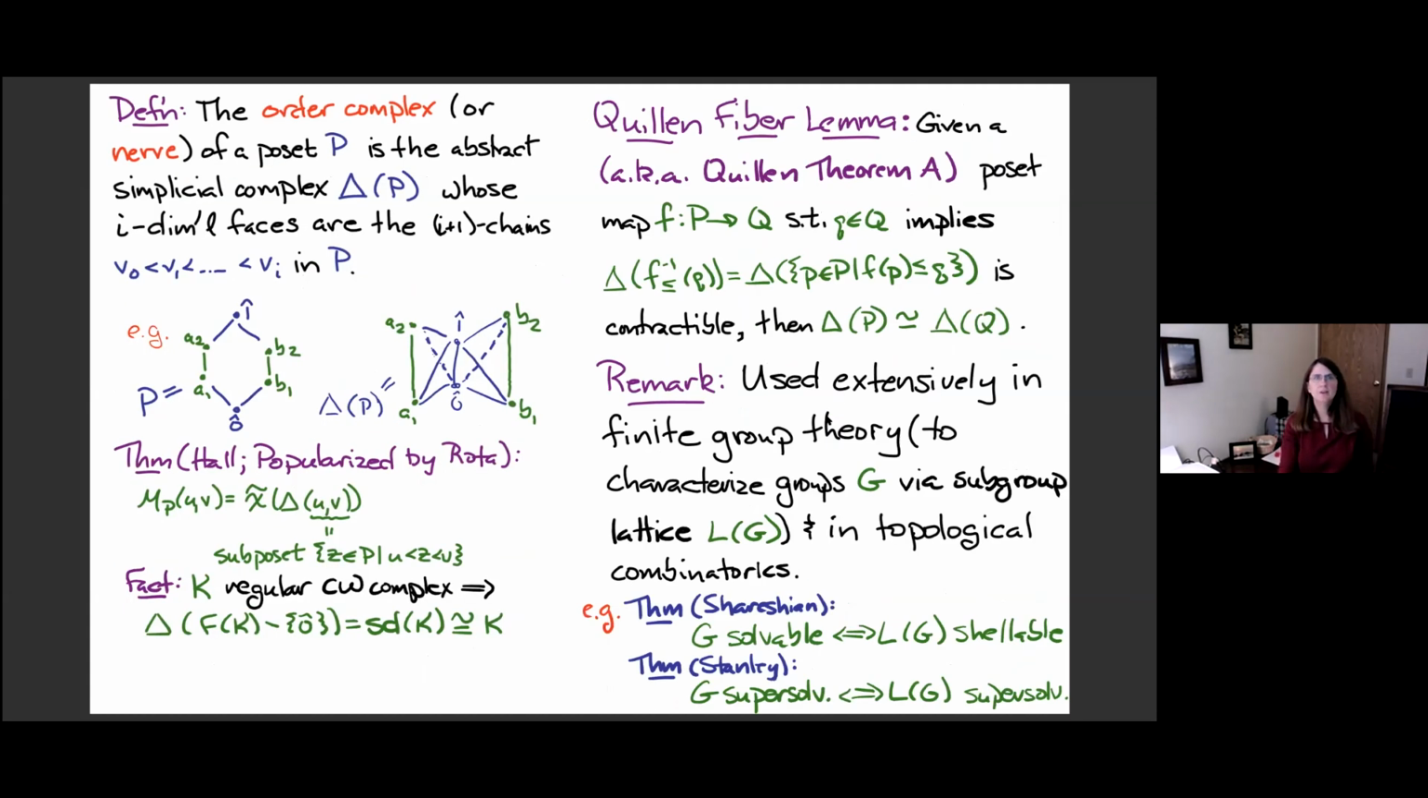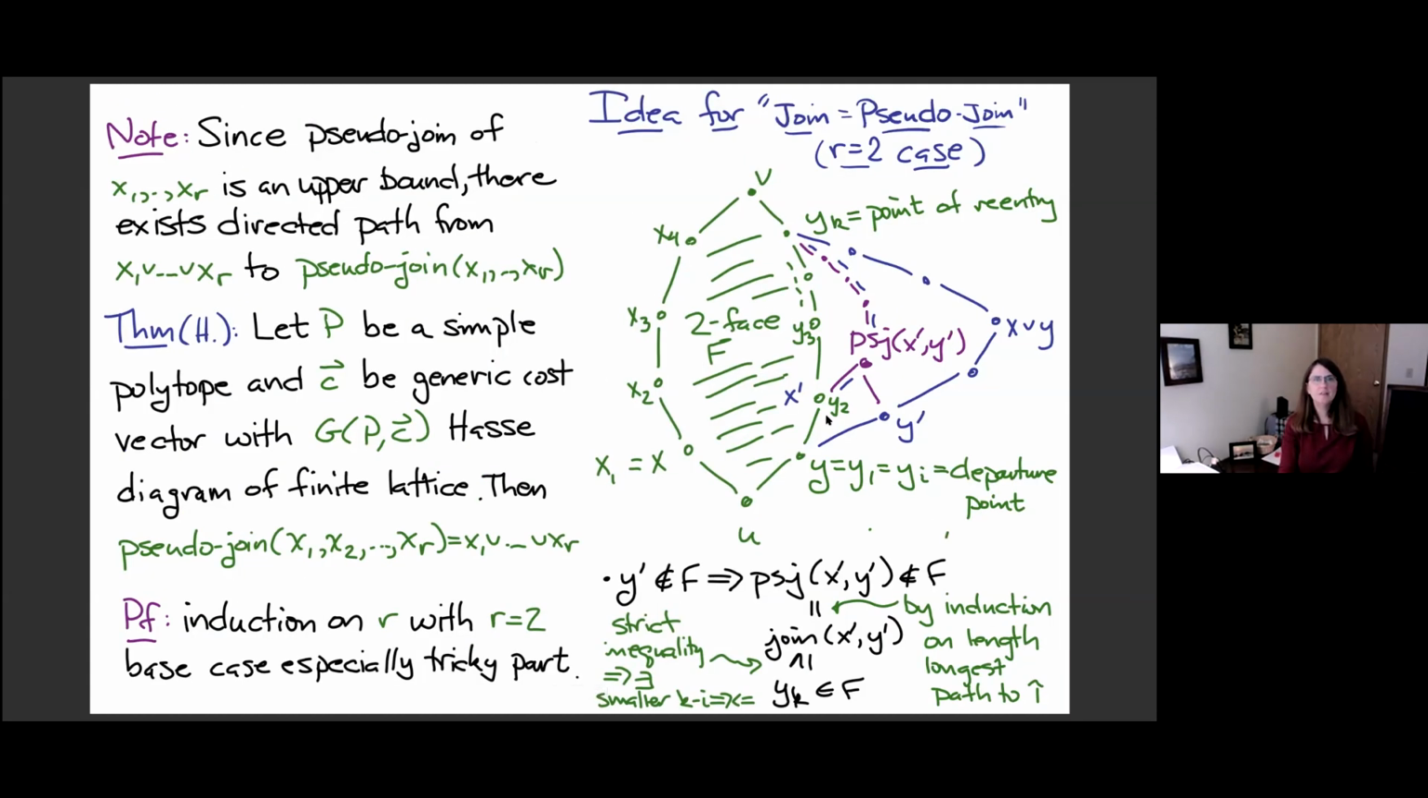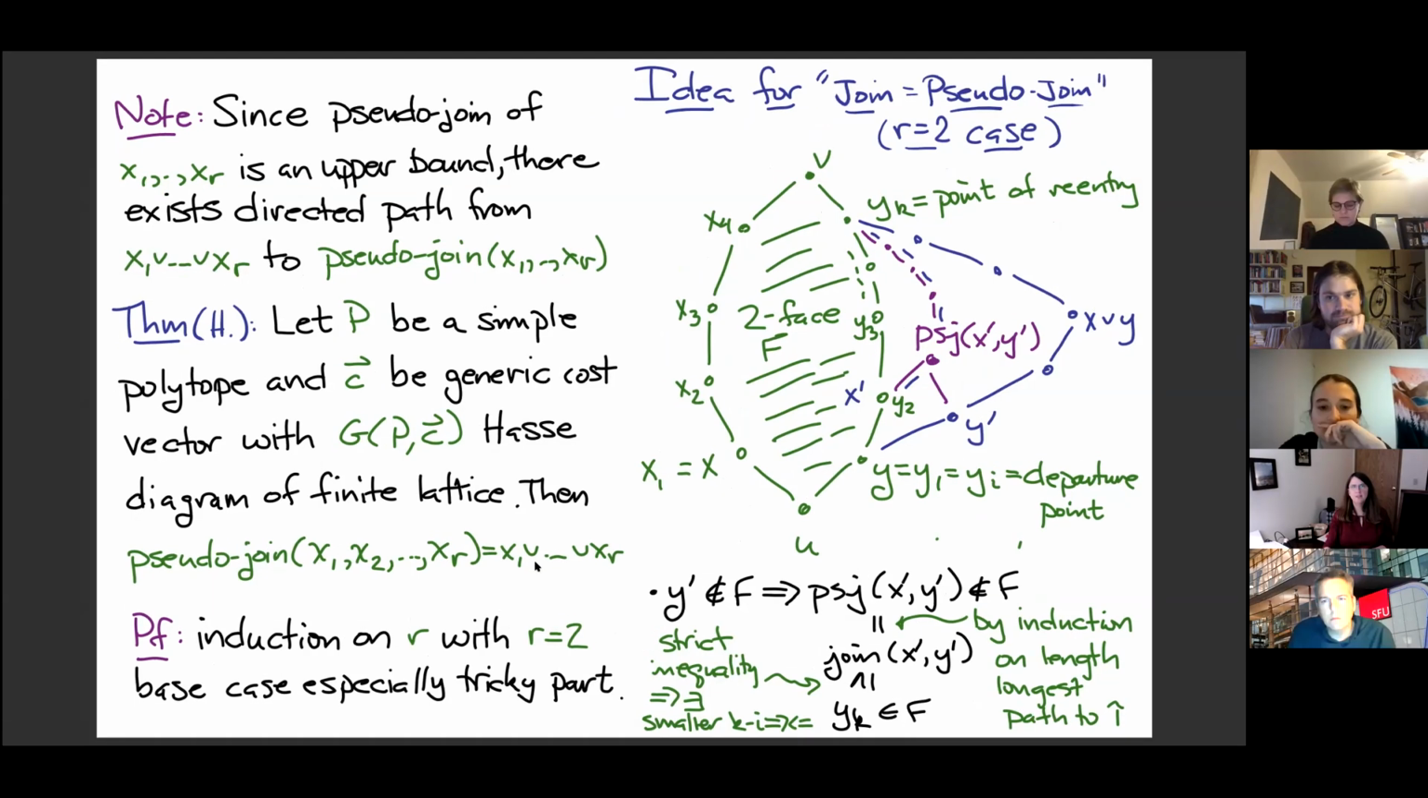Now, anyway, this theorem is a corollary of a conjecture. If we did have this strong non-revisiting property, which I'm conjecturing, for a simple polytope where the directed graph is the Hasse diagram of a lattice, if that always implied that directed paths can never revisit faces after leaving them, then that would imply that the pseudo join equals the join.